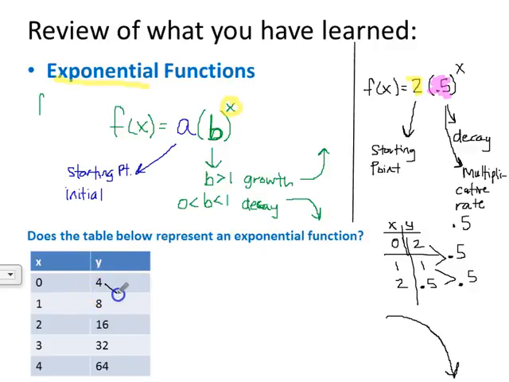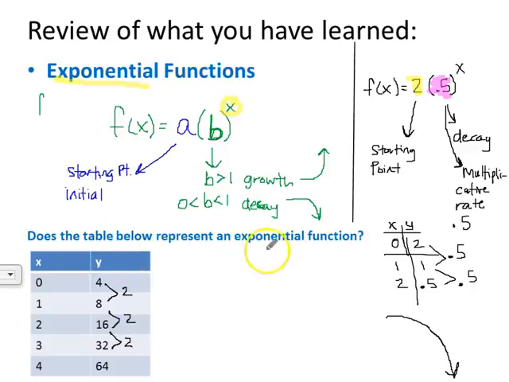And then how are we changing from each data value? It looks like we're going from 4 to 8, then 8 to 16, 16 to 32. Do you see a pattern there? We're doubling each time. So our multiplicative rate here is 2.